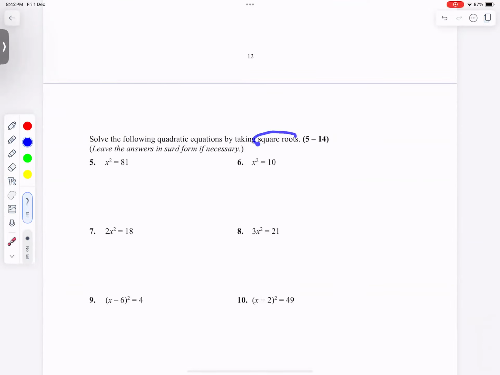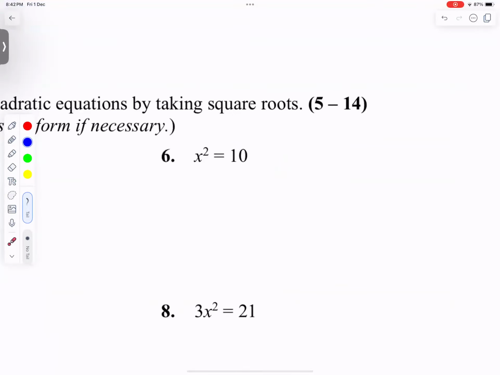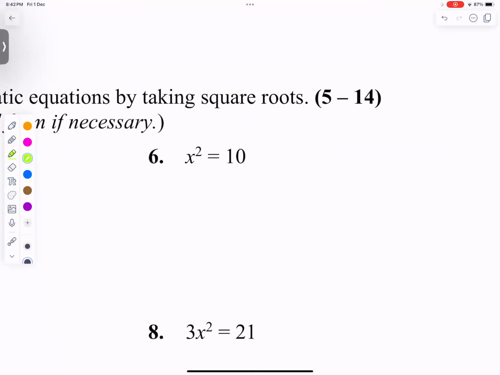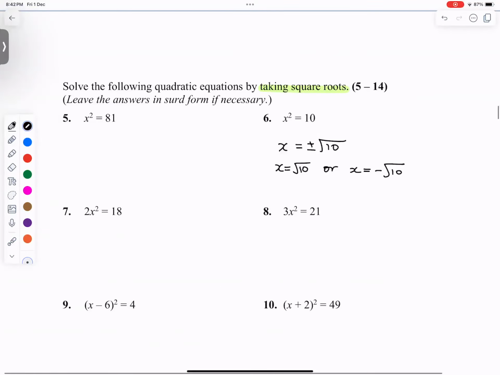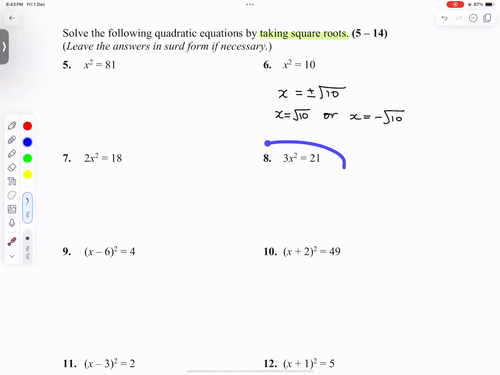If they ask you to use a square root method, how would you do question 6? Put the positive, negative. Yep. So that is your answer already, because square root 10, you can't click calculator. All right. Then how about question 8?